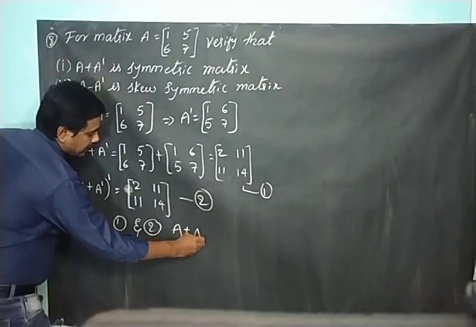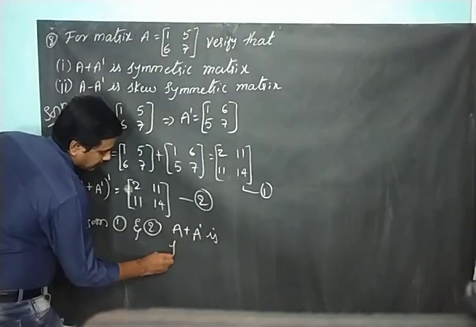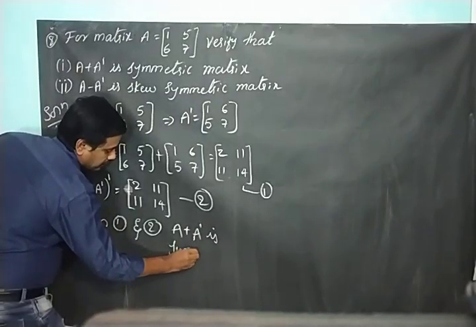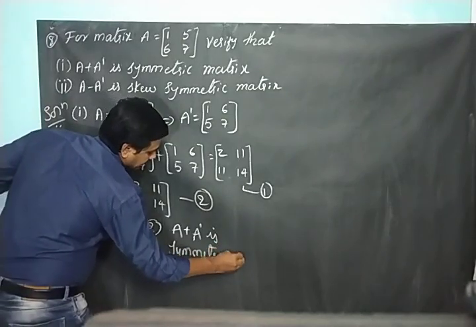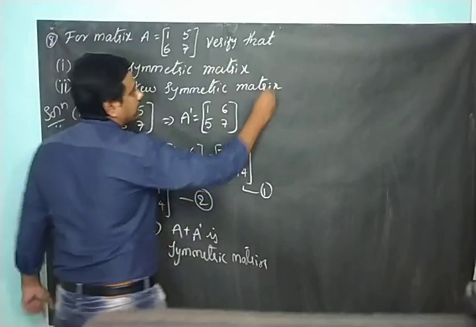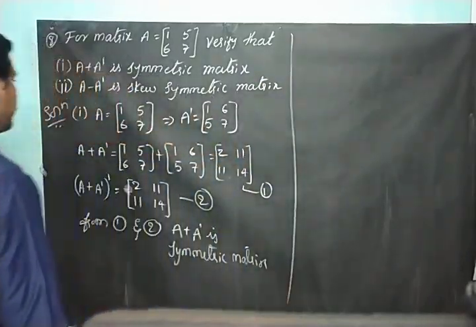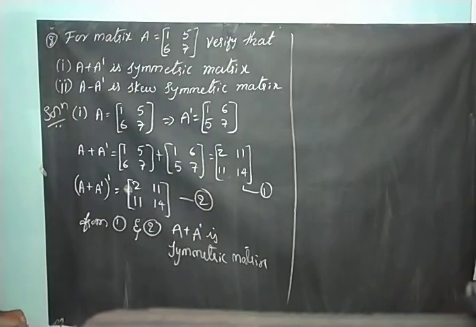A plus A transpose is a symmetric matrix. Okay, fine. So the first one is finished. The second one also we have to prove on the same basis.